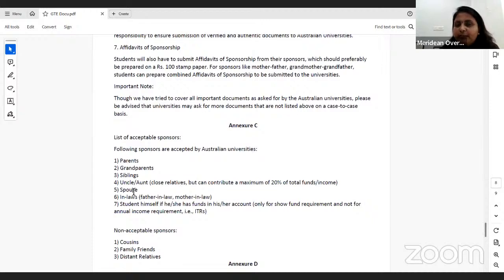Your spouse, if you are married and you are applying for student visa, so in that case spouse can fully sponsor. In-laws, father-in-law, mother-in-law can also sponsor. और स्टूडेंट अपने खुद के आईटीआर भी शो कर सकता है, बट दैट आईटीआर वी विल बी एक्सेप्टिंग फॉर द गैप जस्टिफिकेशन। वी आर नॉट एक्सेप्टिंग एनी सपोर्ट फ्रॉम cousins, family relatives, friends, distant relatives.